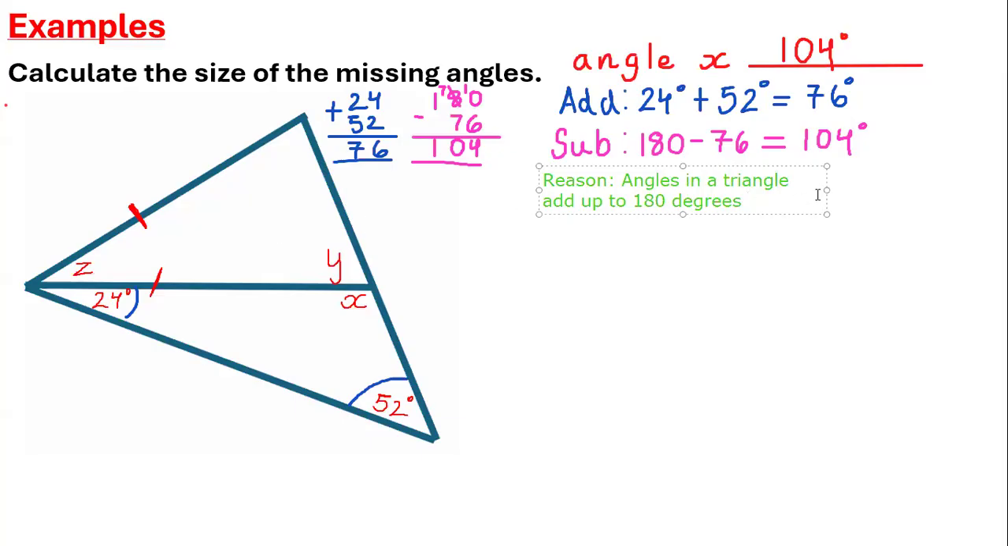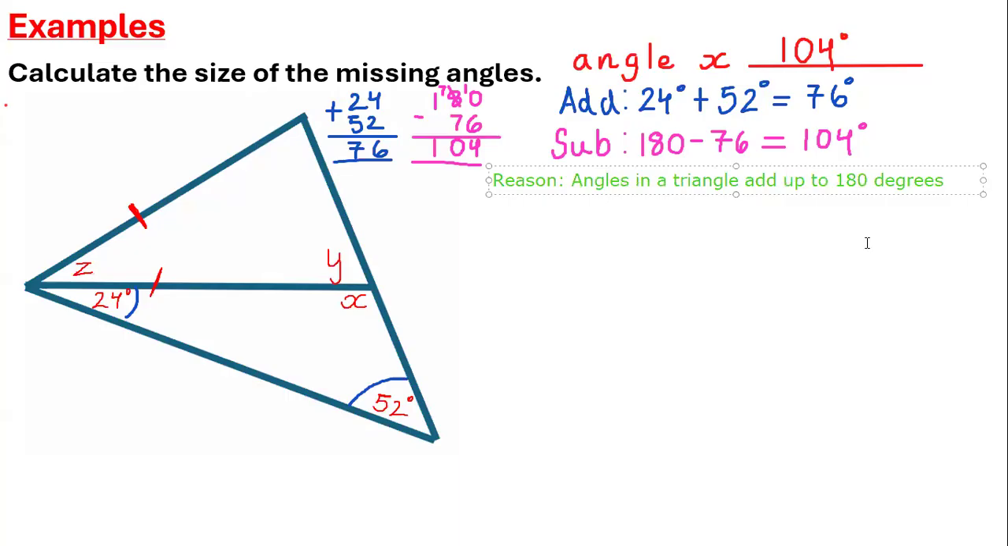Shavarian, do you understand how we got 104? Yes, sir. Explain how we got it. Add 24 plus 52 equals 76. Then subtract 76 from 180, which equals 104. What's the reason? Angles in a triangle add up to 180 degrees. Very good.